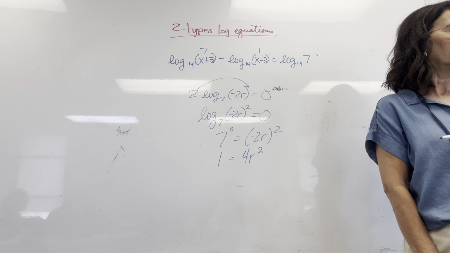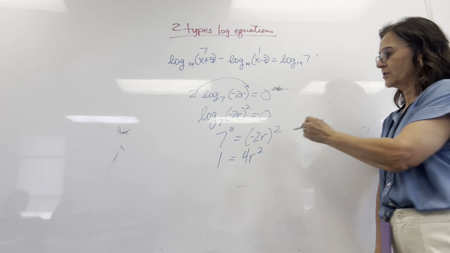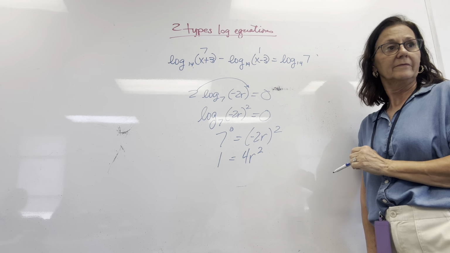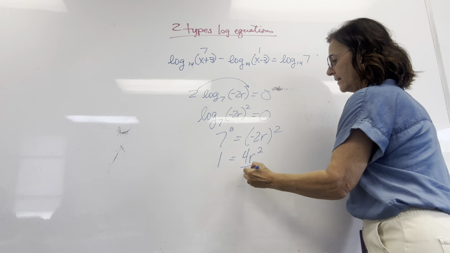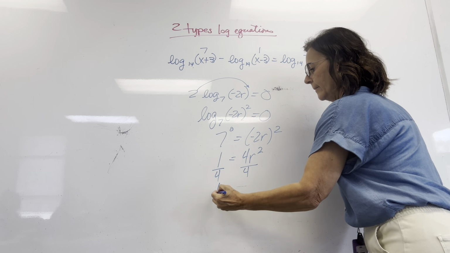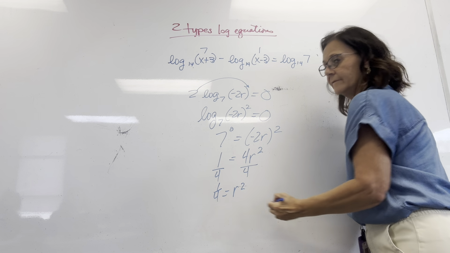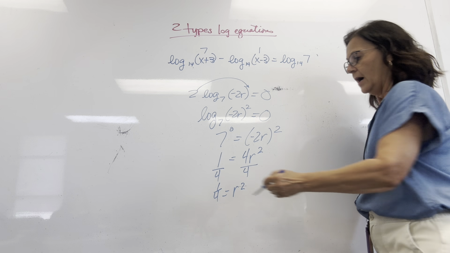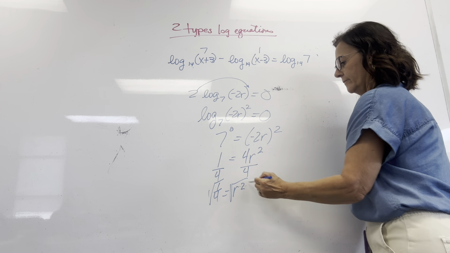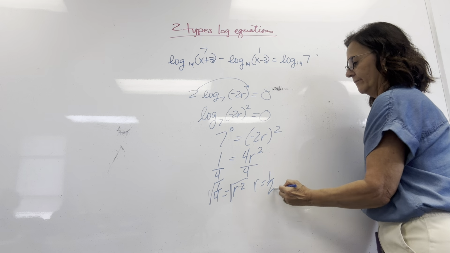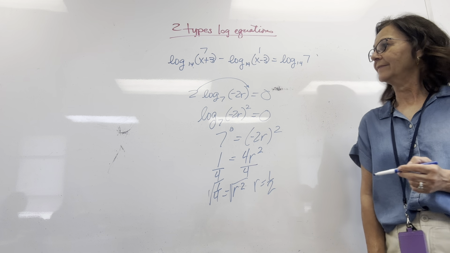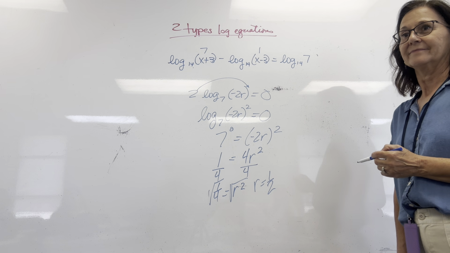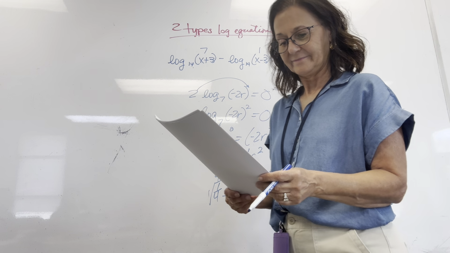Wait, I squared negative 2, I squared r. I'm going to now divide by 4. Square root. 1/2 equals r. That is correct. This is fun.